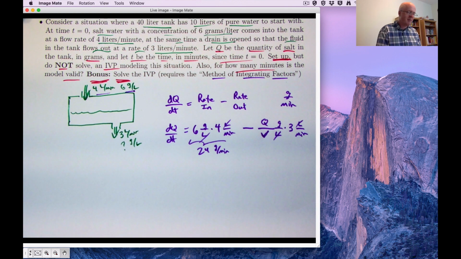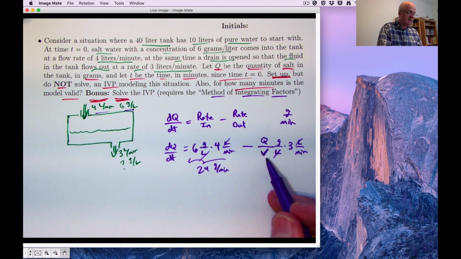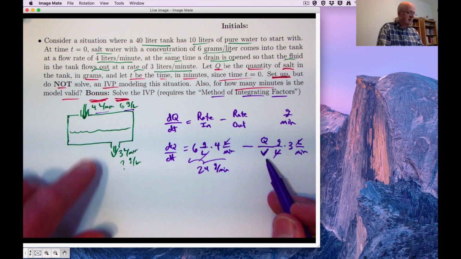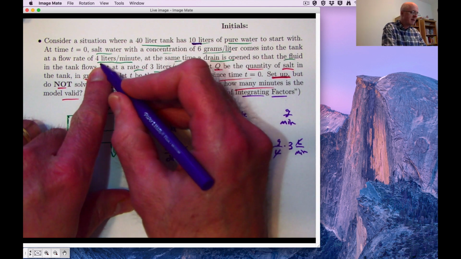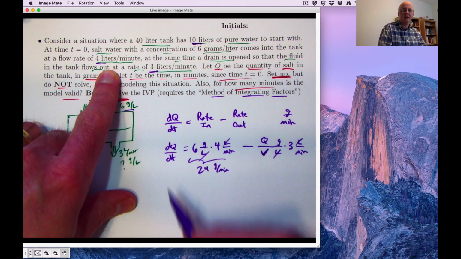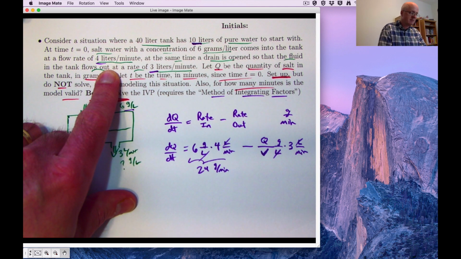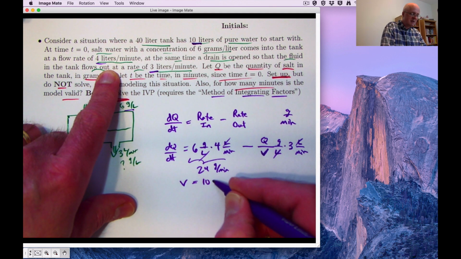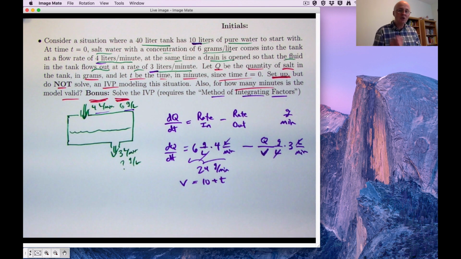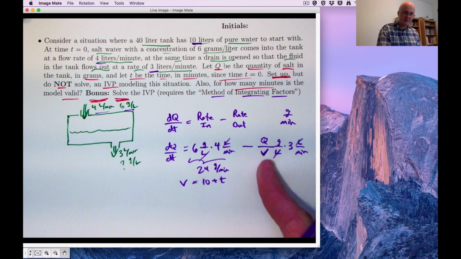Okay, but the volume's changing, it's going up. In fact, it's going up in a pretty simple way. I can figure out a formula for the volume as a function of T. It starts out at 10 when T is 0 and goes up by 4 minus 3 liters every minute. So the volume itself as a function of time is 10 plus T, and you do want to put that in there in place of V.